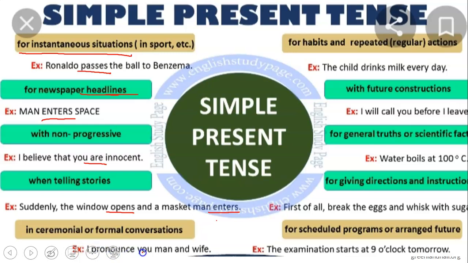Now, we can also use it for habits and repeated regular actions. What you do regularly. It has become your habit and it's being repeated often. We have an example here. The child drinks milk every day. It has become the habit of the child to drink milk every day. So we use the simple present tense to show that the action is in the simple present tense.